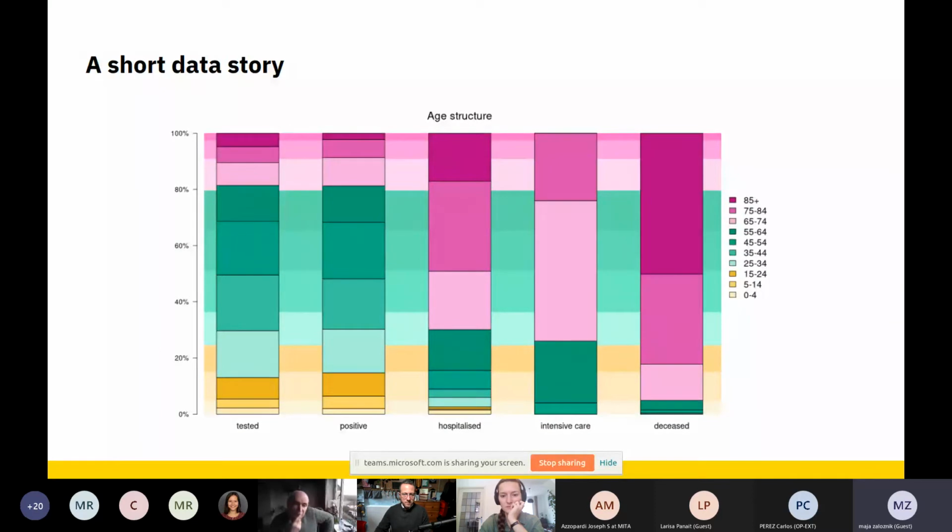And finally, of course, the age structure of deaths with COVID. And of course, as you'd expect, this population is the oldest of them all. Only about 5% are under the age of 65. And again, we can infer that vaccinating those age groups will have a massive effect on the expected death toll.